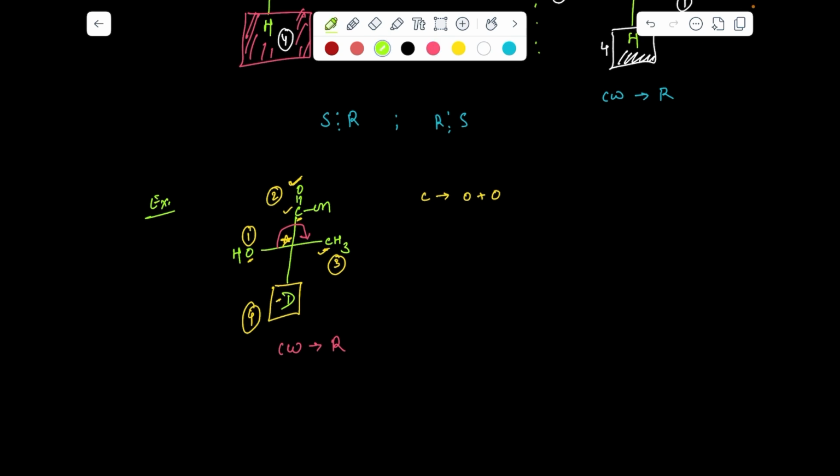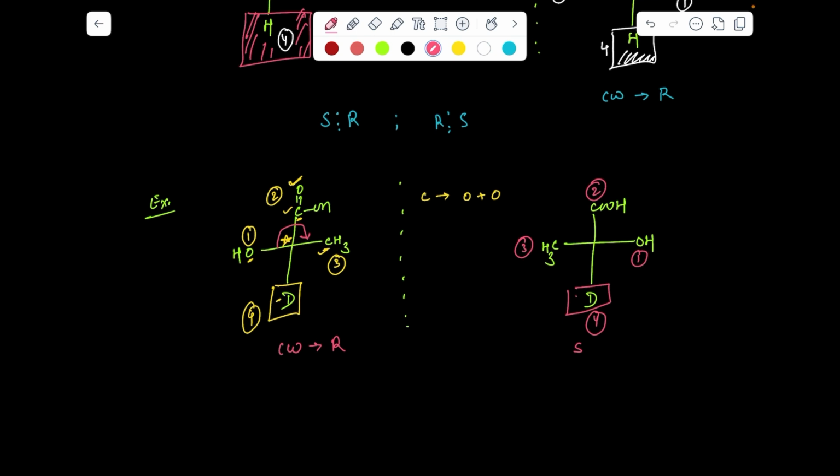And if I draw the mirror image of this, it becomes CHO, CH3, OH and D. So by default the answer should be S. Let's cross check it. This is the first number, this is the second number, this is the third number and this is the fourth number.